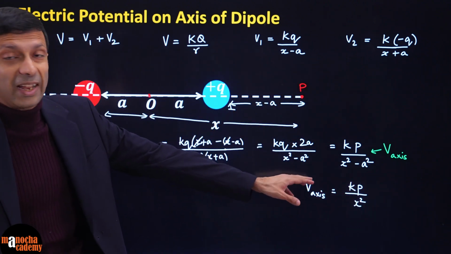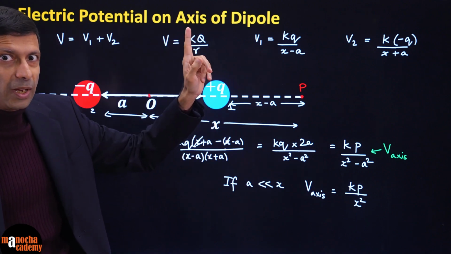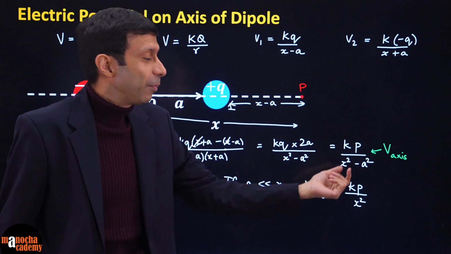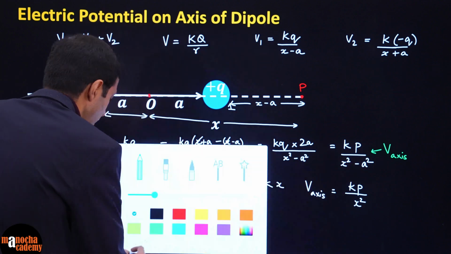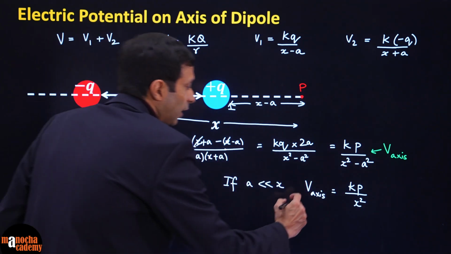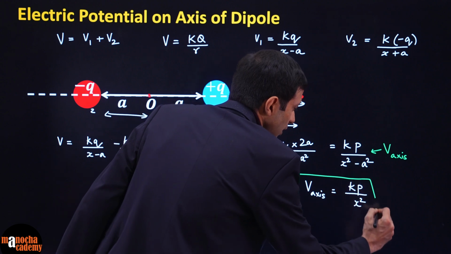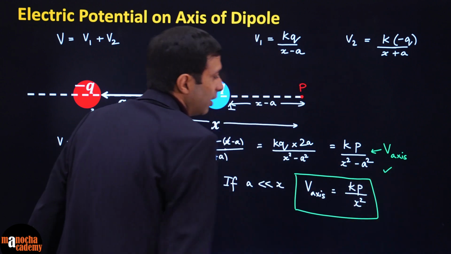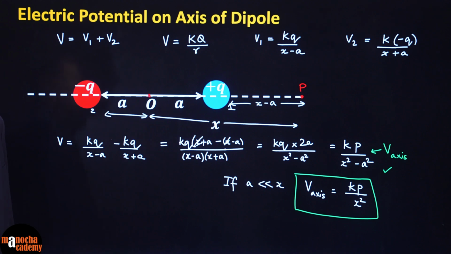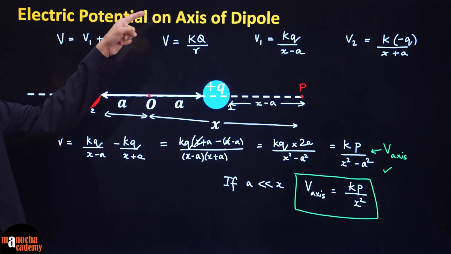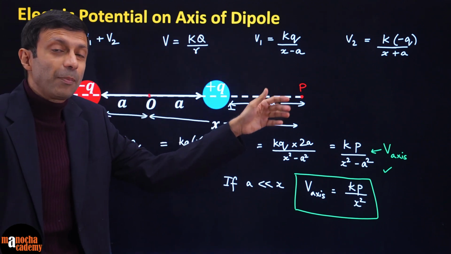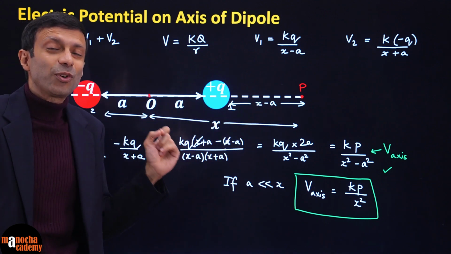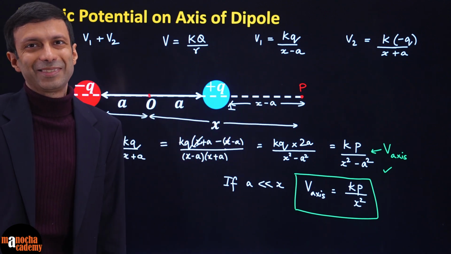That x square reminds you of electric field, but don't be confused. This is a dipole, and the electric potential due to the dipole is kp by x square. That's the final formula. So if you can neglect the size of the dipole, use this one. If you can't neglect it, then we have got the general formula as well, so you can use that too. So we have calculated the electric potential on the axis of a dipole, at a point at a distance x from the center of the dipole.